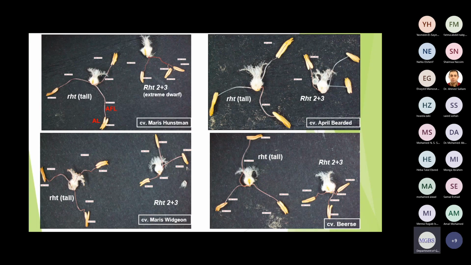This is a more graphical photo that we took from the microscope. Here we compare the wild type and the extreme dwarf alleles in the four genotypes evaluated. So it's clear that for anther length and anther filament length, there was an important reduction in both parameters for all the genotypes evaluated. Here, maybe it's not so clear due to the light, but we can see that response.